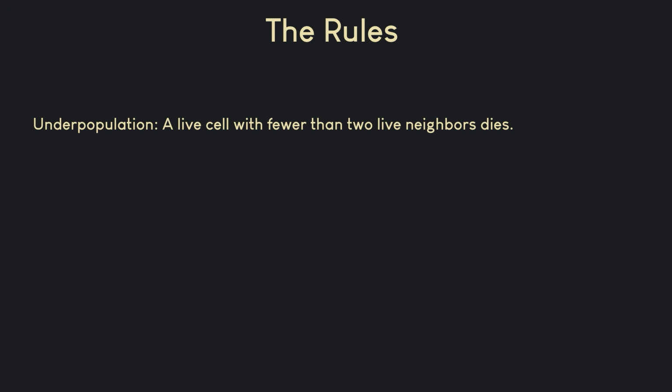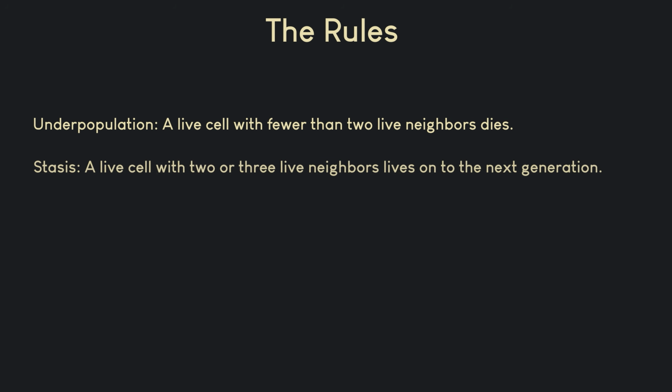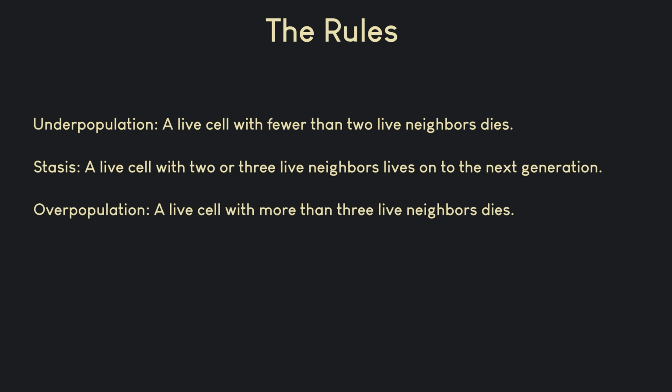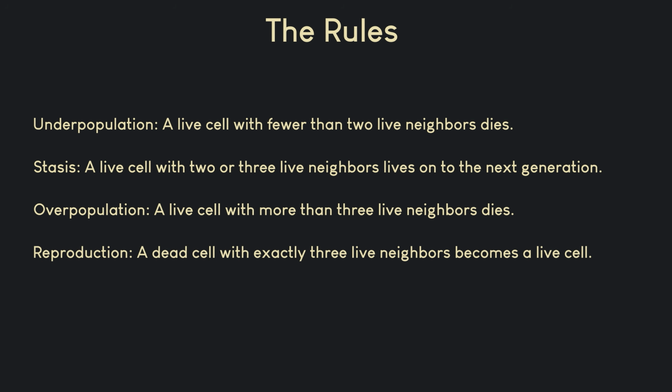Underpopulation: a live cell with fewer than 2 live neighbors dies, as if by underpopulation. Stasis: a live cell with 2 or 3 live neighbors lives on to the next generation. Overpopulation: a live cell with more than 3 live neighbors dies, as if by overpopulation. Reproduction: a dead cell with exactly 3 live neighbors becomes a live cell, as if by reproduction.